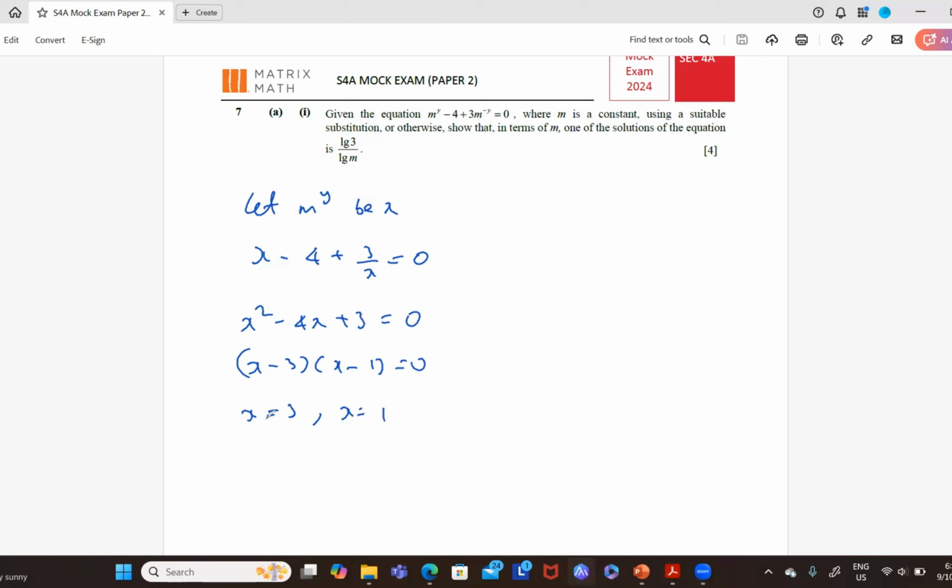Okay. So we let m to the power y be x. So now replace x with m to the power y. So what you want to do is log both sides. Log m to the power y equals log 3. So y log m equals log 3. So from here, y equals log 3 over log m. So one of the solutions is log 3 over log m.